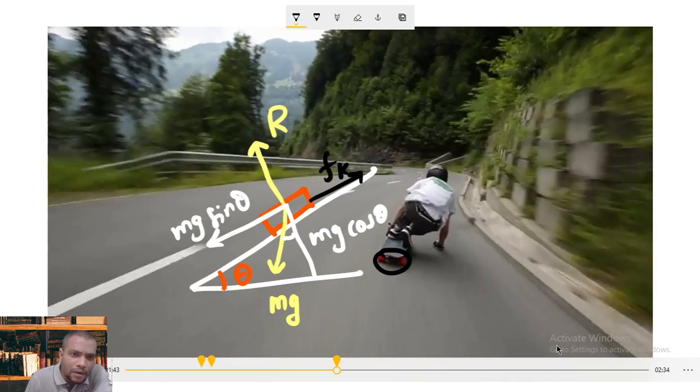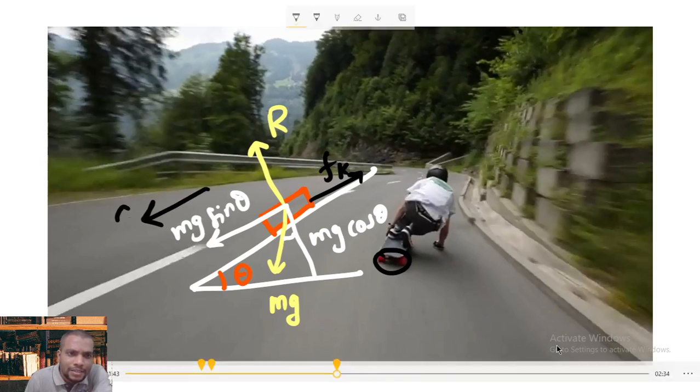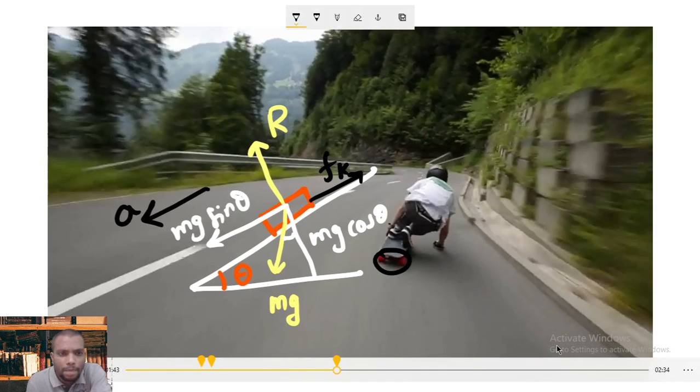If he is moving forward, it means there is an acceleration in the forward direction. By using common sense, since he has forward acceleration, some force must be acting in the forward direction. That force makes the object slide down and gives the acceleration. Let us try to write the expression for that.